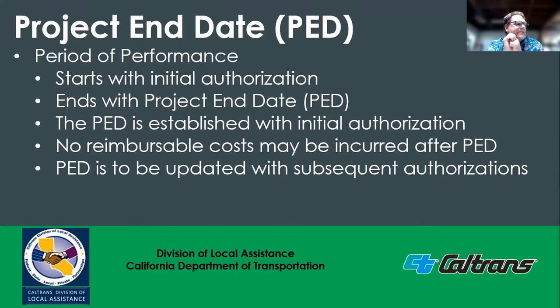Project end date is defined as the date after which no additional costs may be incurred. Any costs incurred after the PED will not be eligible for federal reimbursement. Upon adding future phases of work or for unseen delays, the PED must be revised. Revising the PED requires Caltrans concurrence and FHWA approval.